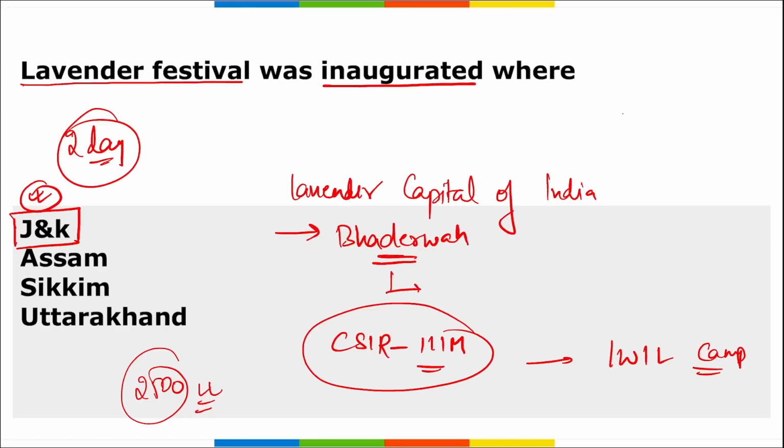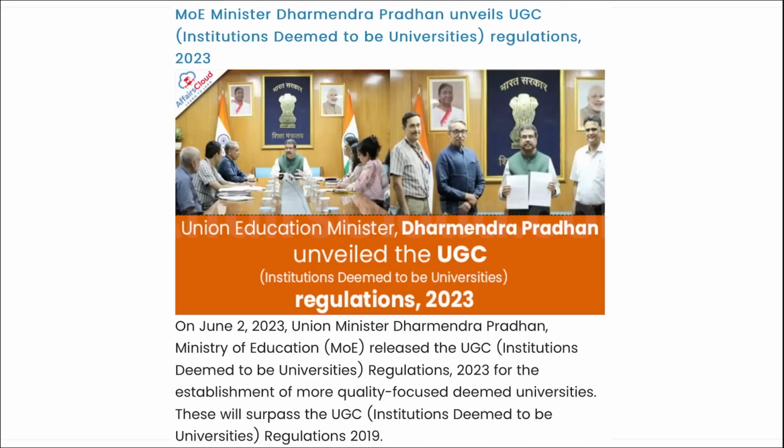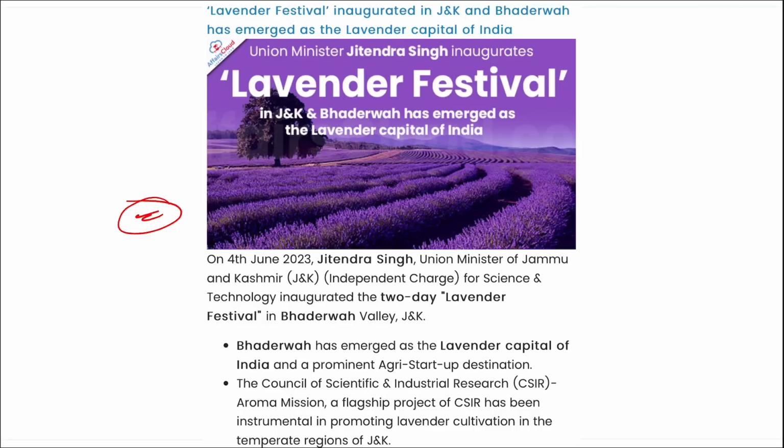Also remember the production of this lavender and various sectors of this lavender that are emerging has been called the purple revolution by the media. Purple revolution. So if any time a question is asked about purple revolution, it will be related to lavender. As you can see here, this is your purple revolution, correct, in Jammu and Kashmir. And Bhaderwah will be your lavender capital of India.